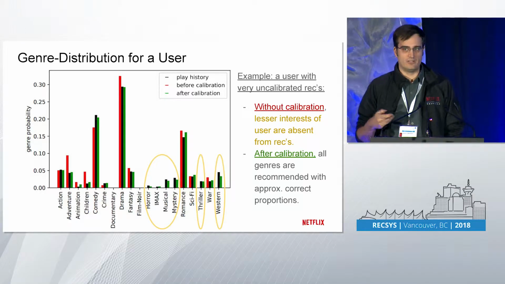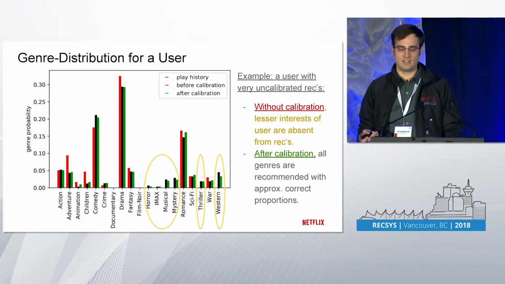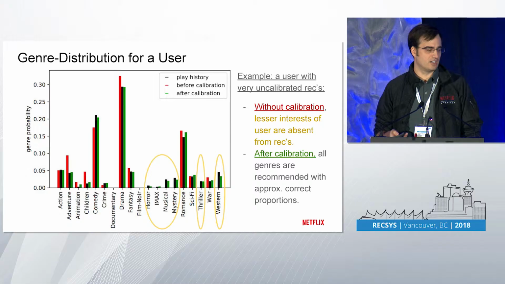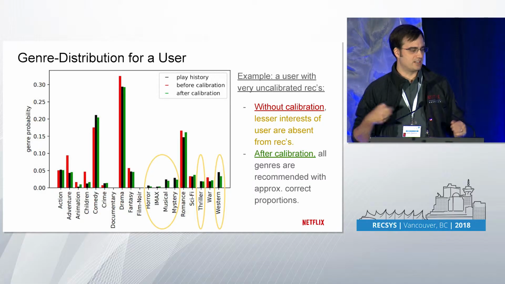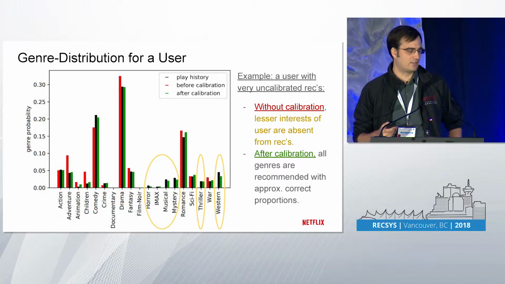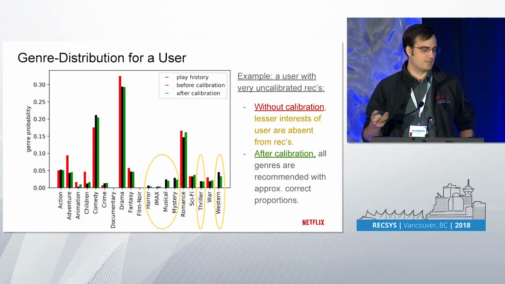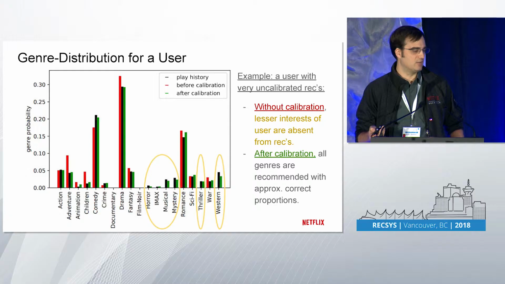This is an example of a user who, in the initial recommendations, would have a very uncalibrated set. The middle bar is the distribution from their play history. The bar on the left is the before calibration, and the bar on the right is the after calibration across all these different genres. The circled items show that for these smaller genres, without calibration, the recommendations actually get nothing in the set.